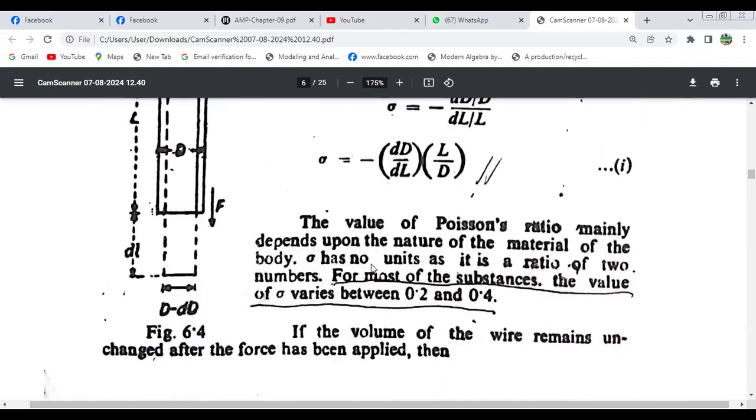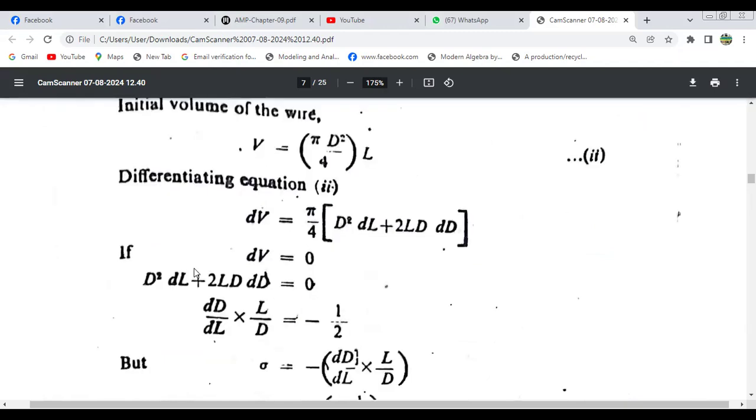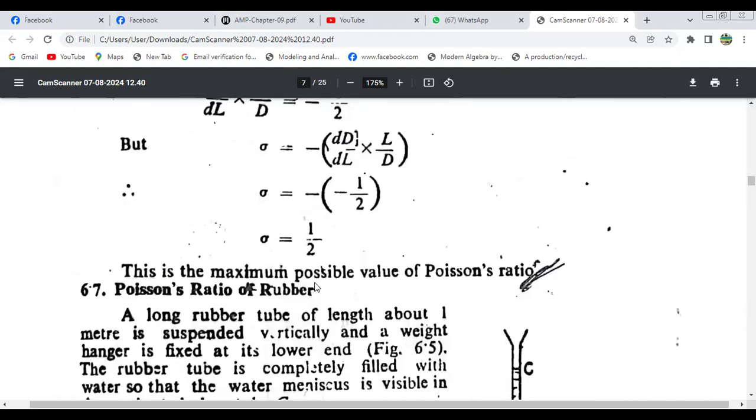The value of the Poisson's ratio mainly depends upon the nature of the material of the body. So sigma, that means Poisson's ratio, has no units because it is the ratio of two numbers. And for most substances, the value of this lies between 0.2 and 0.4. Now, initial volume will be equal to this, and differentiating, we get dV equals 0. So for the maximum, the first derivative will be 0. So we get sigma equals half. That means the maximum possible value of Poisson's ratio is half.